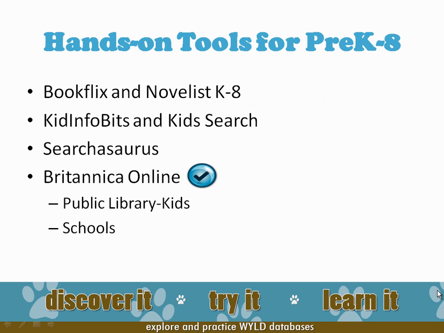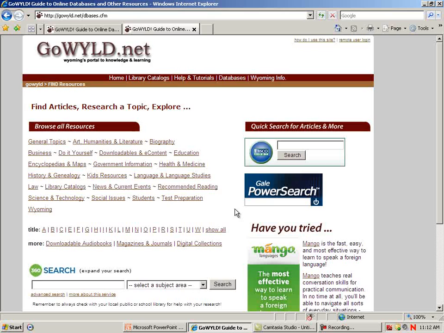This segment of Hands-on Tools for Pre-K to 8 will focus on Britannica Online Public Library. More than just an encyclopedia, there are timelines, homework help, tools, biographies, and video. From the Go Wild Databases page, you can access this by clicking on Encyclopedias, Kids Resources, or Alphabetic.